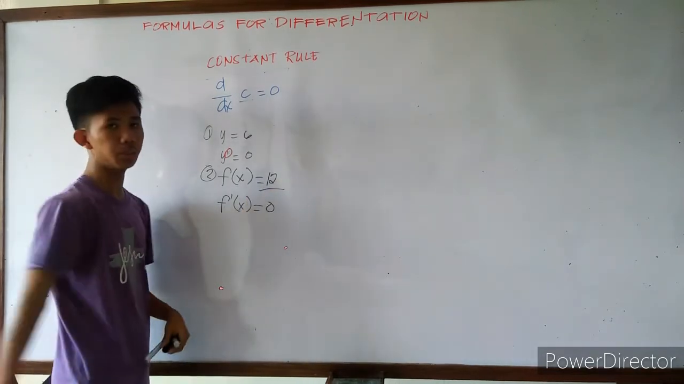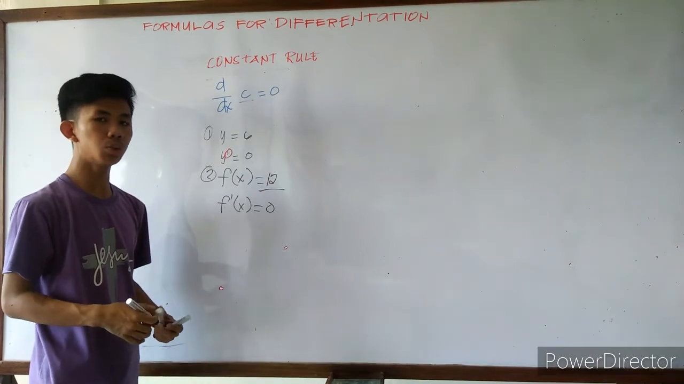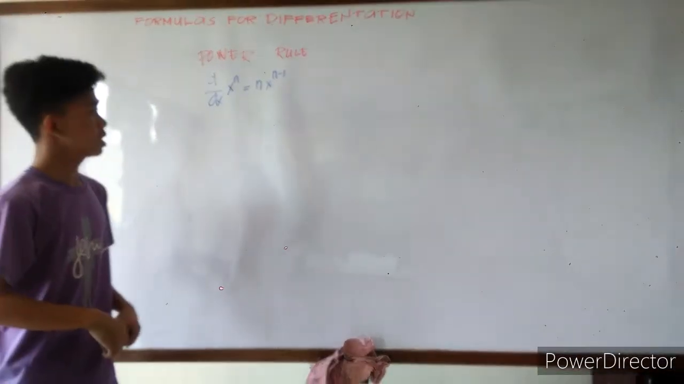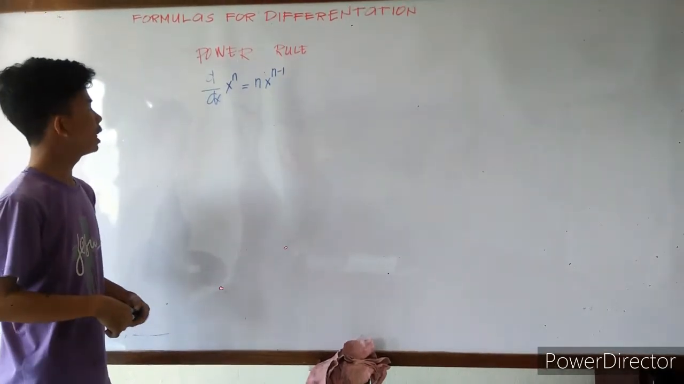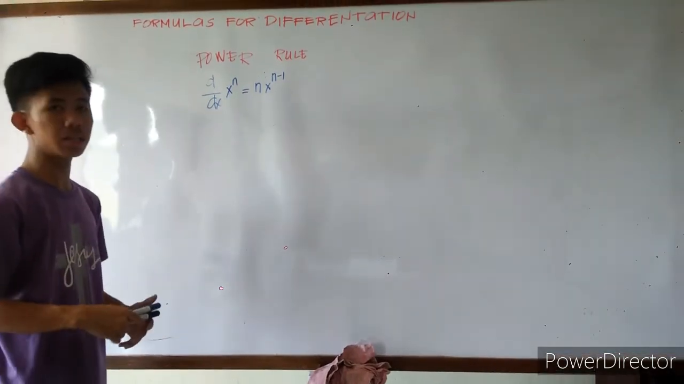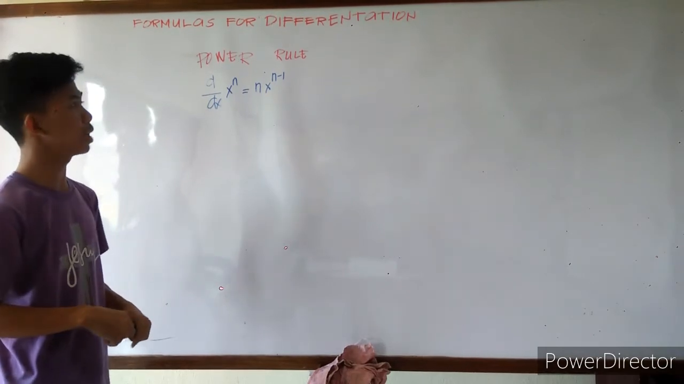12 is constant. It means that the derivative of it is always equal to 0. Next is the power rule. The power rule is in the form d over dx x raised to n equals n x raised to the exponent n minus 1.